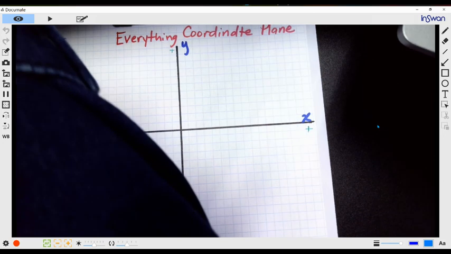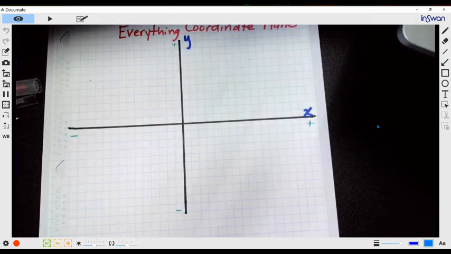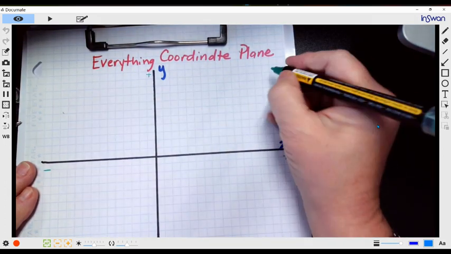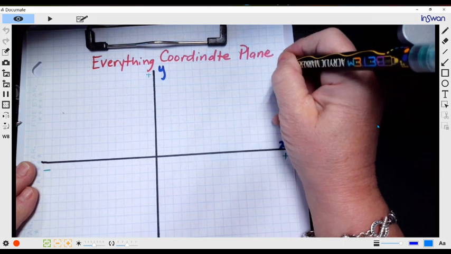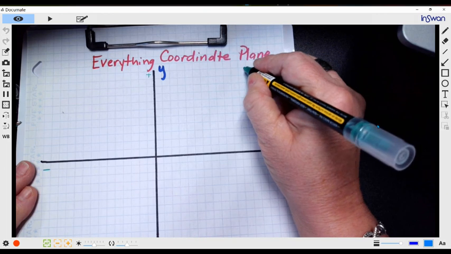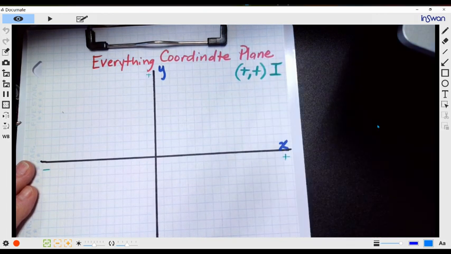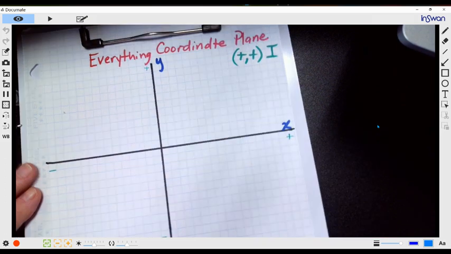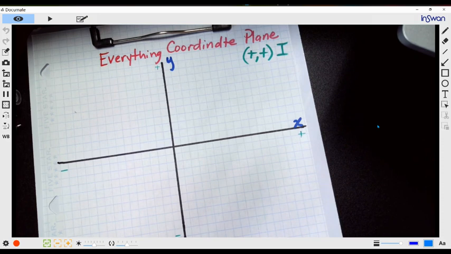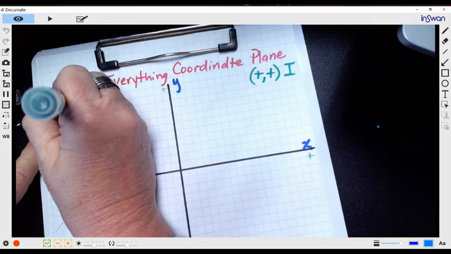And in each of our quadrants, we have to pay close attention to what the signs are. For this, the quadrants go counterclockwise in the numbering of them. In the first quadrant, I'm going to do this, which is Roman numeral 1. In the first quadrant, my coordinates are always going to have a positive x and a positive y. Now, you always put your coordinates in a set of parentheses because those go together. It names one location, and only one location can be named by each set of coordinates. So quadrant 1 is positive, positive.